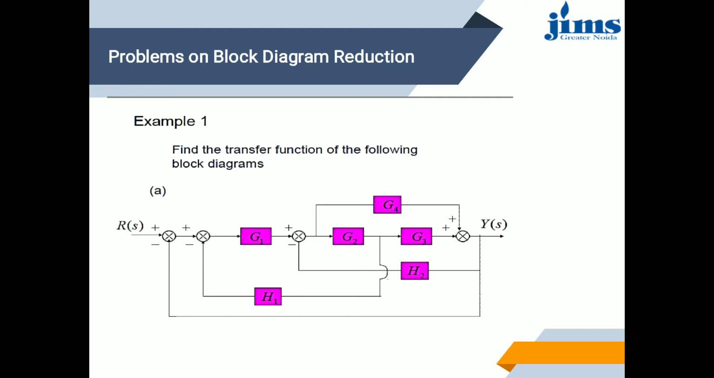For finding the transfer function, we know that the transfer function is nothing but the ratio of the Laplace transform of the output to the Laplace transform of the input with zero initial conditions. As we can see, the input R(s) and output Y(s) are already in the Laplace domain, that is the s domain. So we need the ratio Y(s) by R(s).